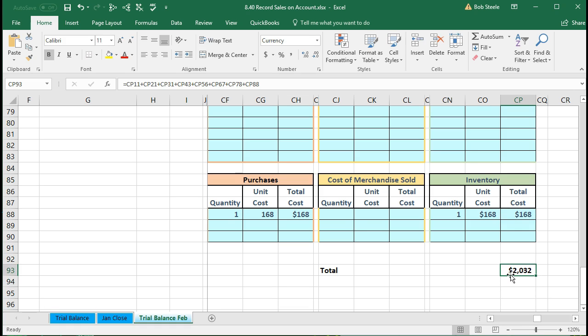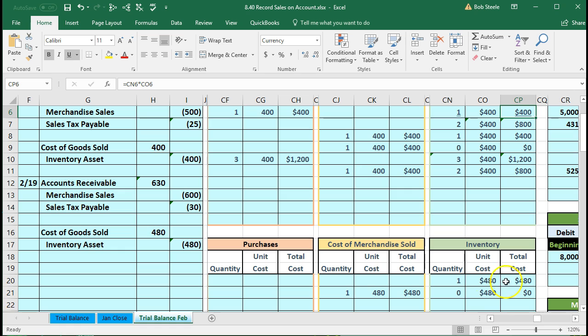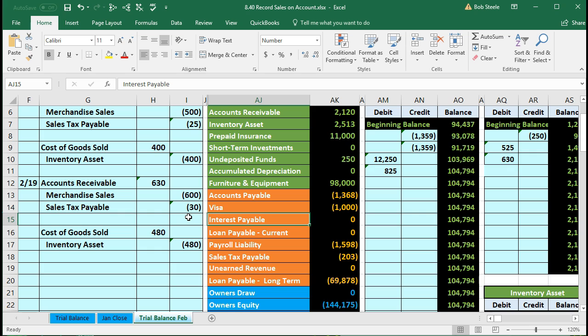2032, that then should be what is in the trial balance once we record this journal entry. So let's check that out, see if that's the case. We got to record this entry then. I'm going to go all the way back by clicking just on the other side of the freeze panes and then going right till it pops back over there like that.